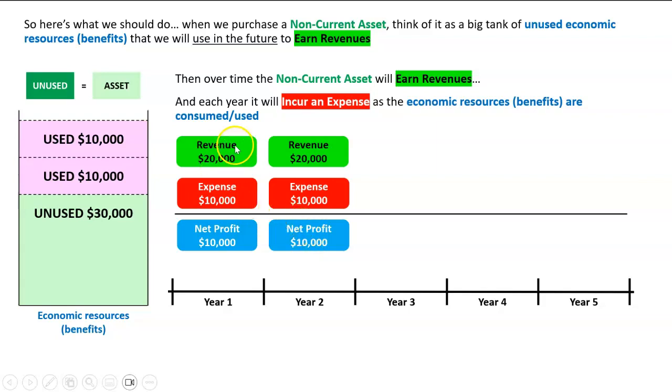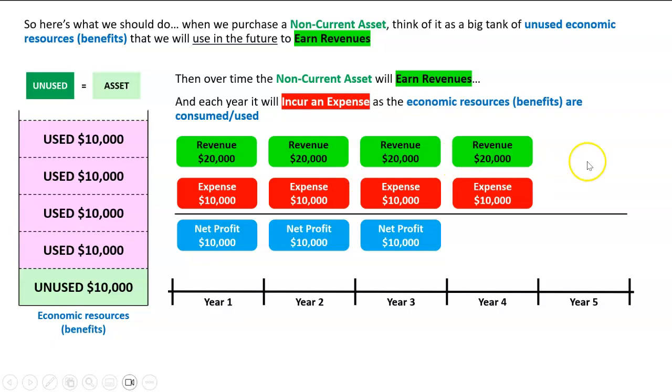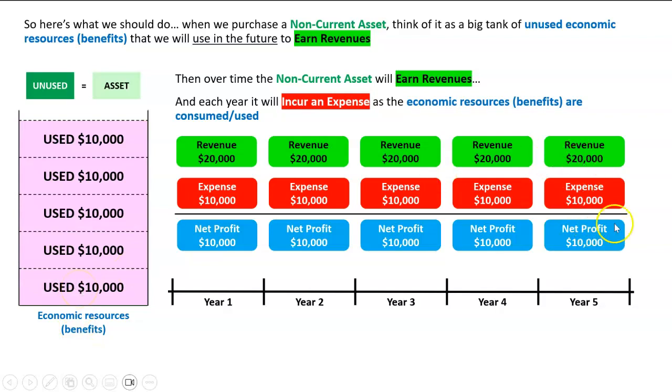And what we're getting here is a nice matching between revenues each period, $20,000, and the expense incurred of using the van every period, which is called depreciation of $10,000. So in year 3, we make another $20,000 of revenue, and then we use up another $10,000 of these economic benefits. So that's another expense called depreciation. And each year it's the same thing. We use up another $10,000, and then finally in that last year, we make $20,000 of revenues. We're going to use up the last bit of the van. It's called depreciation, and we've got a nice accurate net profit for every year.